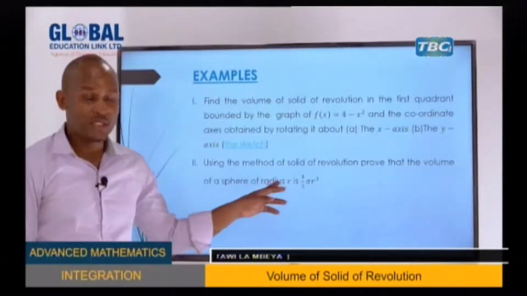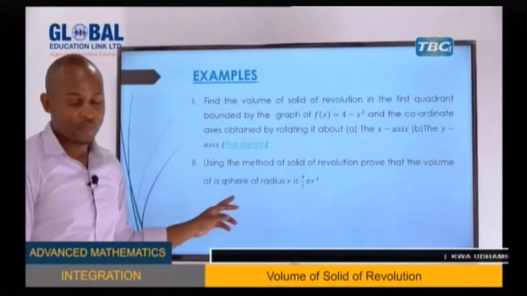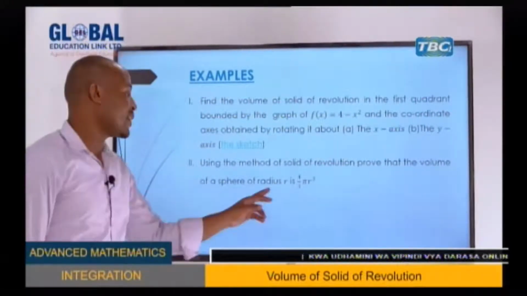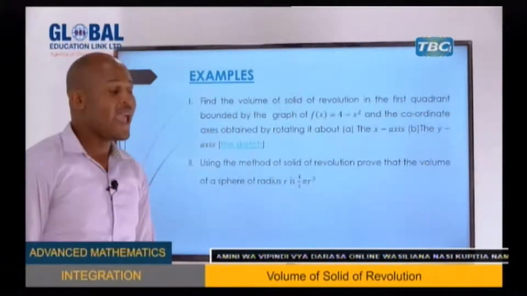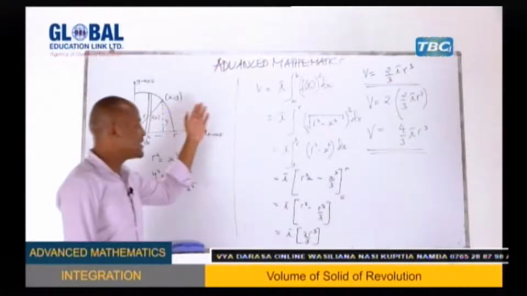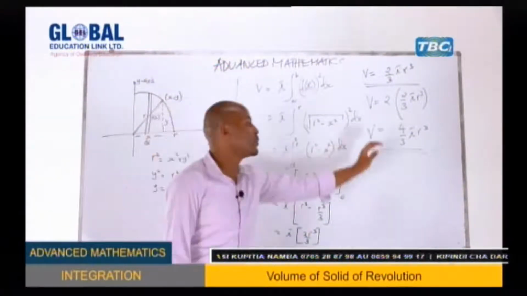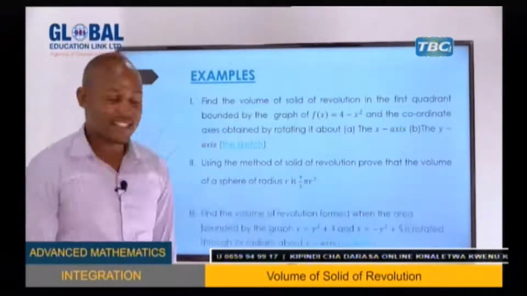We have been told, by using the solid of revolution, to prove that the volume of the sphere of radius r is 4 over 3 pi r cubed. And we have used these steps, as I was explaining, to show that the volume is equal to that. Okay, now let's check the next example.